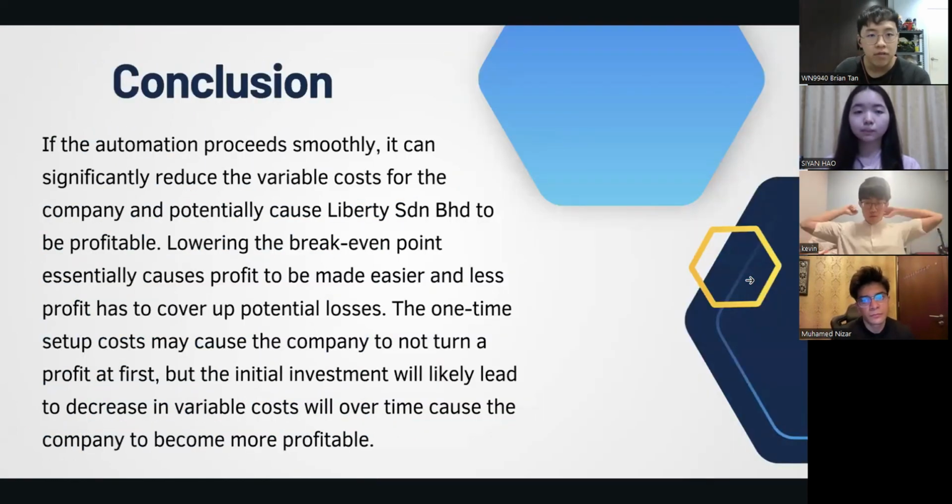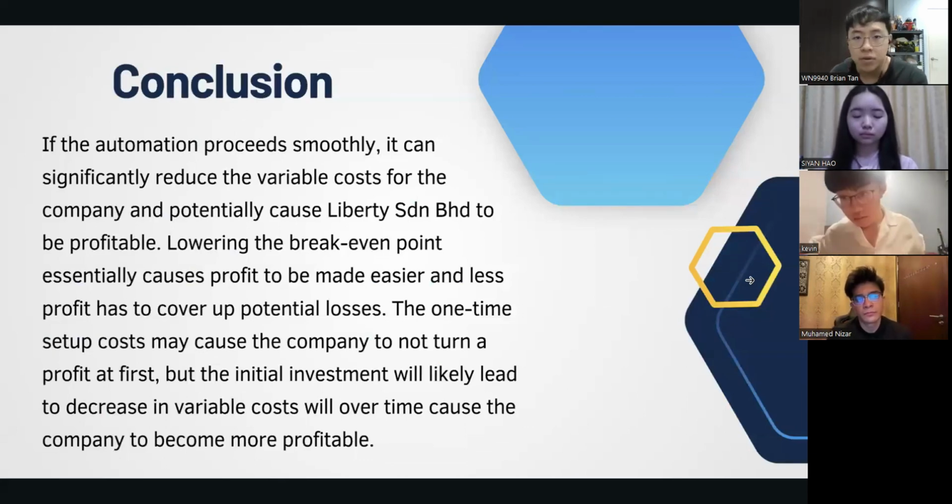In conclusion, if the automation proceeds smoothly, it can significantly reduce the variable cost for the company and potentially cause Liberty Sedaya Berhad to be more profitable. Lowering the break-even point essentially causes profit to be made easier and less profit has to cover up potential losses. The one-time setup cost may cause the company to not turn a profit at first, but the initial investment will likely lead to a decrease in variable costs, which over time will cause the company to become more profitable.